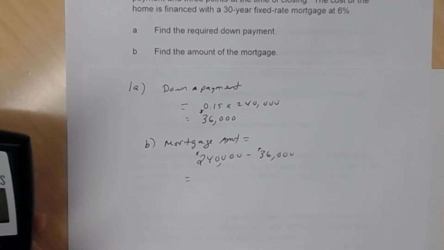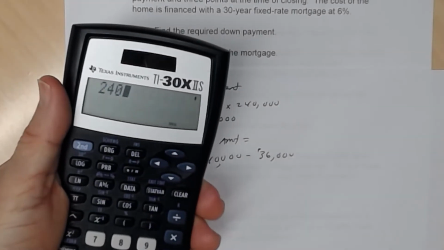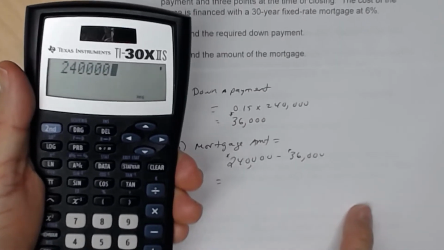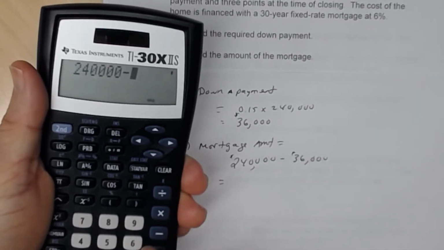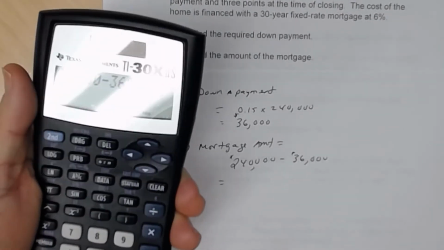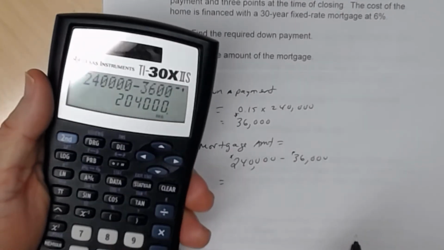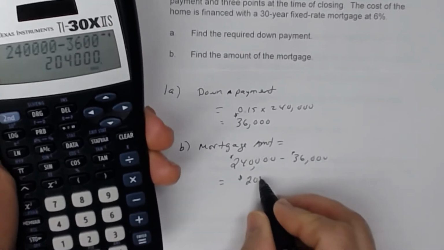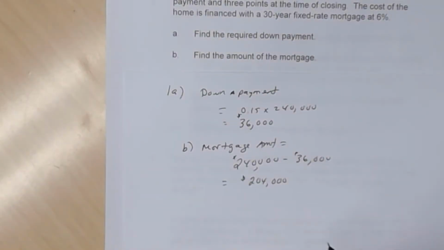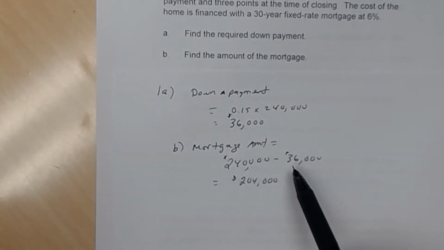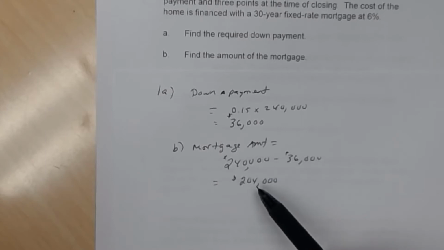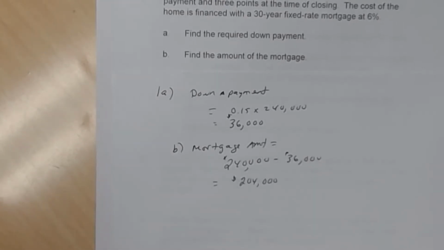And so your answer then would be, you can use your calculator if you need to. There's nothing wrong with using your calculator. $240,000 minus $36,000 equals $204,000. Now, guys, another reason why you want to make a down payment is so that your loan amount is less, because that will reduce the total interest you have to pay in the long run. Because you pay a lot of interest in the long run. It could be hundreds of thousands of dollars that you end up paying over 30 years.